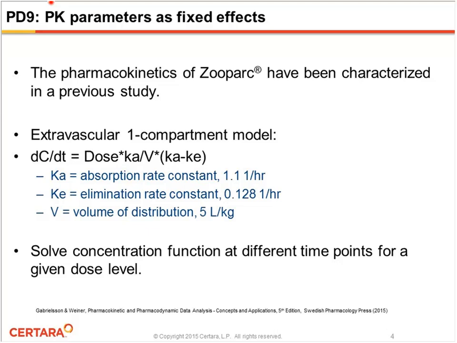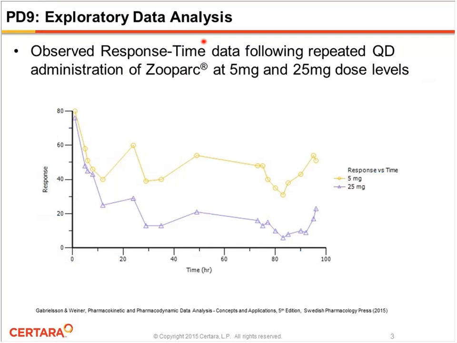Okay, so I apologize for the audio difficulties. So let me go back a slide. We're comparing the response time data after repeated QD administration of Zoloft at 5 milligram and 25 milligram dose levels, and we see the two profiles here. We have four doses for each dose level. Noting that the increase in dose does increase the inhibition, but the time to the minimum response is the same at the different dose levels, and therefore we will use turnover model one, which is inhibition of Kin.